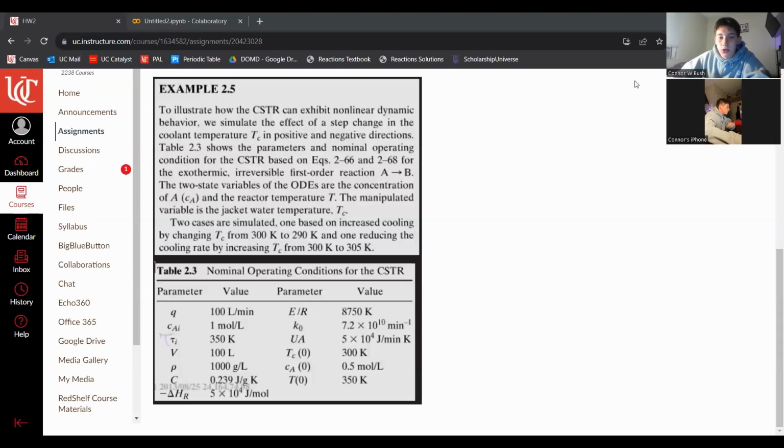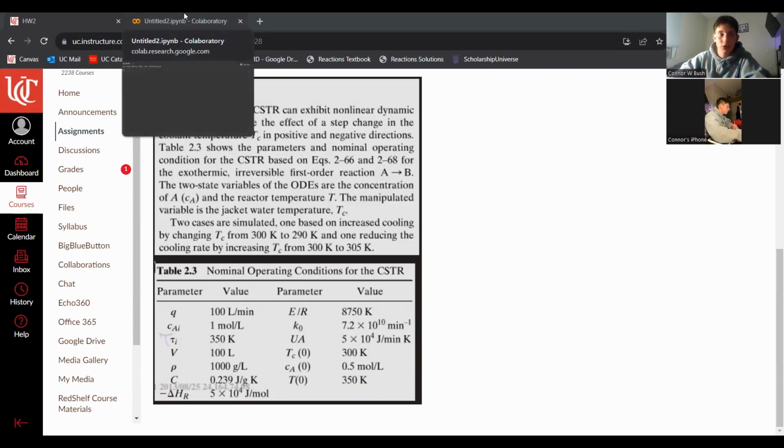Okay, so now we're back on to Google Chrome. We're looking online. These are all of the parameters that were given for this problem. And then we're specifically looking to simulate the concentration profile and the temperature profile when we change the cooling in two different cases, changing from 300 Kelvin to 290 Kelvin, and then from 300 Kelvin to 305 Kelvin. So we're going to go into Python and see what we can do with that.